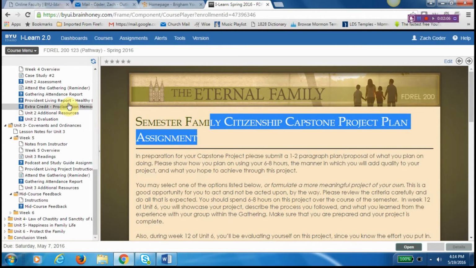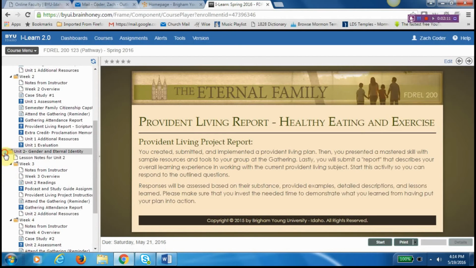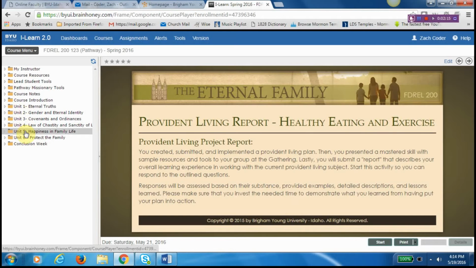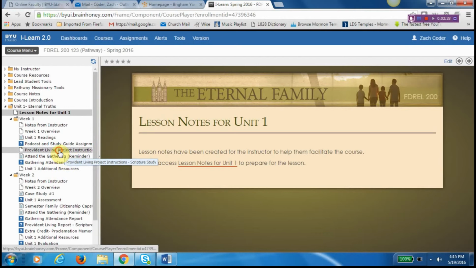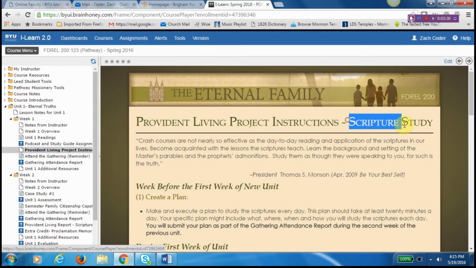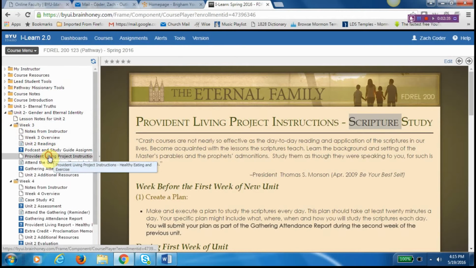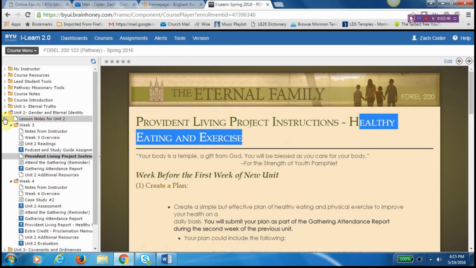The Provident Living Project. Every unit, let me narrow this down here so it makes a little bit more sense. Every unit, 1, 2, 3, 4, 5, 6, there is a Provident Living Project. And it's a 2-week project, but these projects each have a specific focus. So we've already completed Unit 1, which was right here, Scripture Study, okay? And we did that during Unit 1. You have been working on the past couple weeks on healthy living, eating and exercise, okay? That was a Provident Living Project.